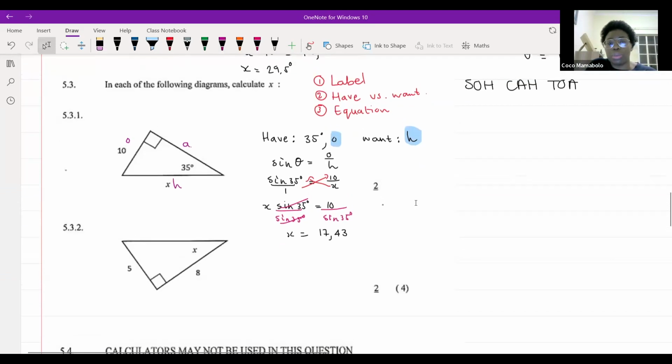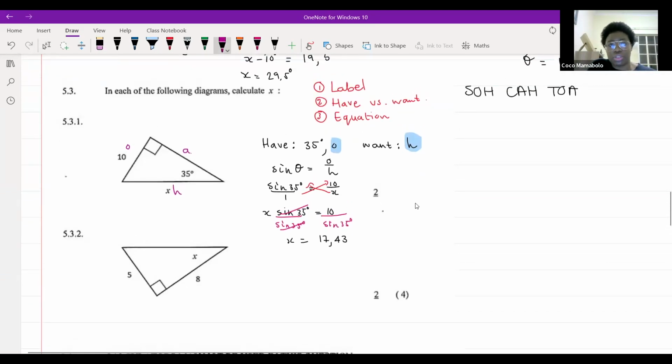Right. So when we get to this question over here, again, we're going to do the exact same thing. We're going to label in terms of an angle. Now, this side over here is my adjacent. That side over there is my opposite. And the side across from the 90-degree angle is the hypotenuse. Right, we're done labeling. Step 1 done. Let's have step 2.